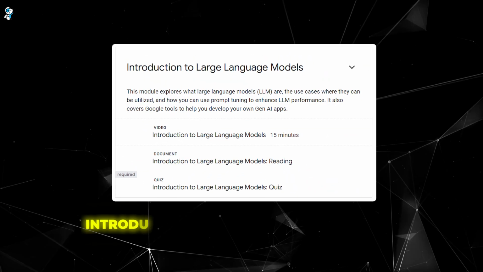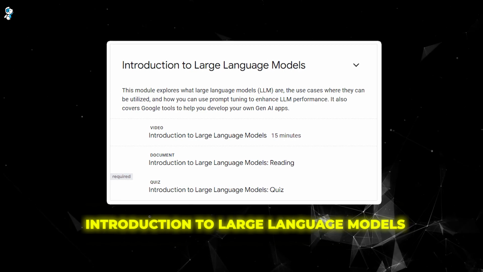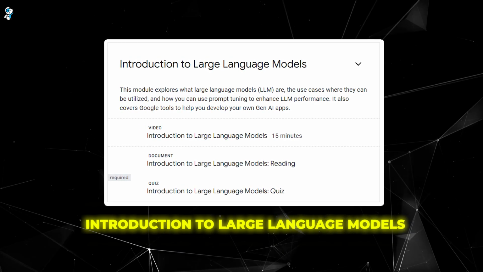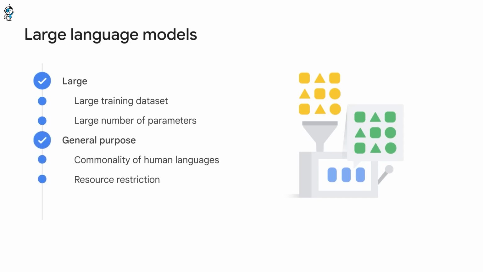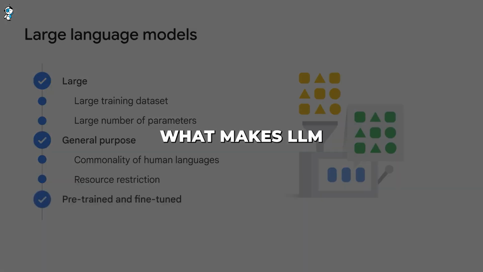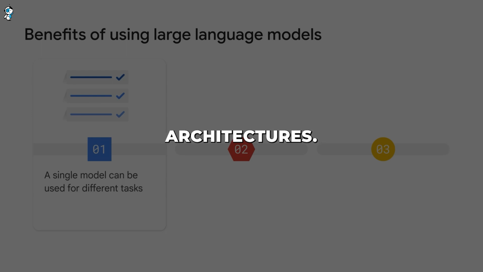Up next is Introduction to Large Language Models. This course focuses specifically on large language models, or LLMs for short. These are a type of generative AI system that is trained on massive text datasets, allowing them to generate remarkably human-like text. We'll learn what makes LLMs so powerful, like their huge parameters and transformer architectures.